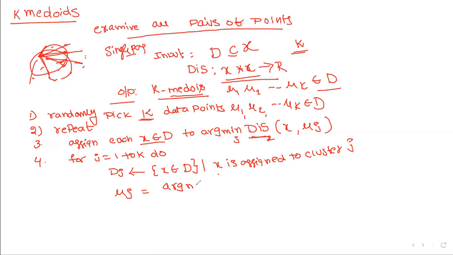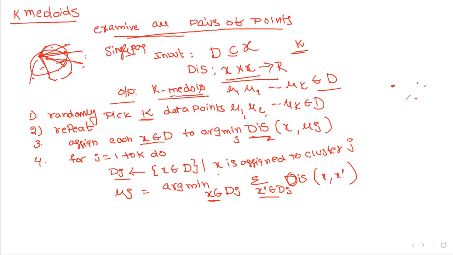This is the difference. For the medoid value, we have to examine all pairs of points for cluster Dj, that is each individual cluster. So x belongs to Dj, x is an instance of cluster Dj. Sum of x dash belongs to Dj, dis of x comma x dash. What is this one? Consider one point, x is one instance, x dash means all the remaining instances.